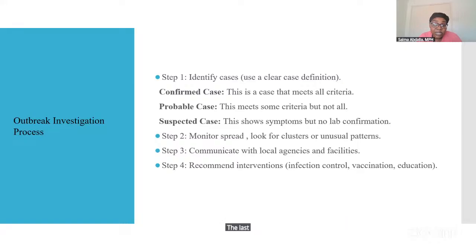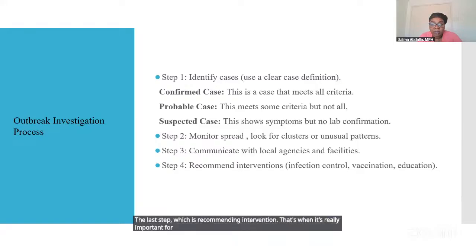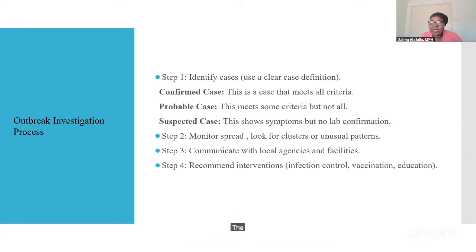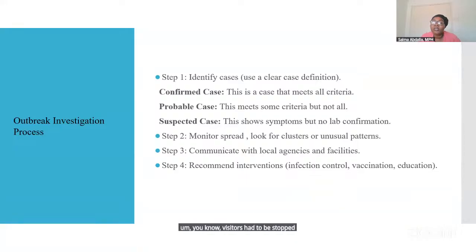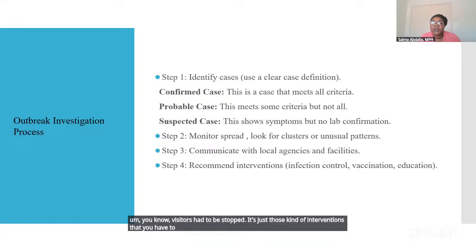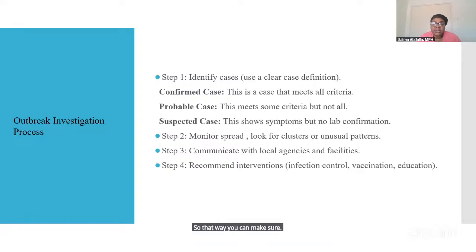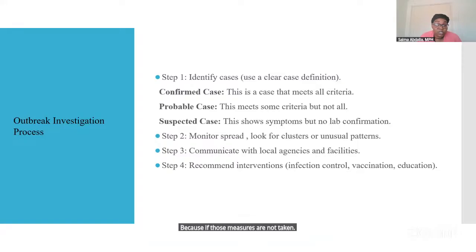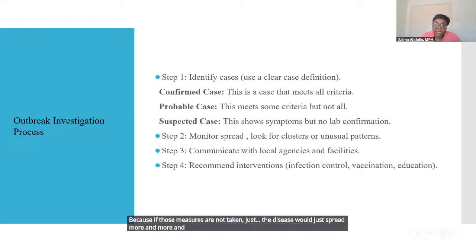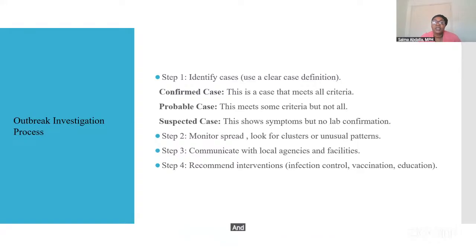The last step is recommending intervention. That's when it's really important for infection control to come in. I remember working with the infection prevention staff at the facilities. They were so amazing, and from the beginning they were like, okay, we need to stop this. What can we do? Visitors had to be stopped. Those are the kinds of interventions you have to make to make sure the residents and people are safe. If those measures are not taken, the disease will just spread more and more, and more people will be affected.